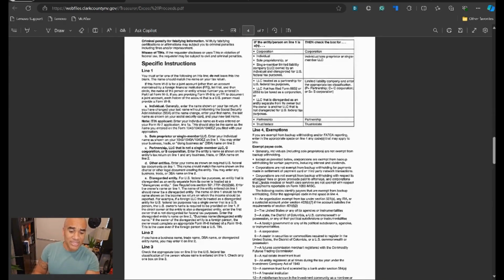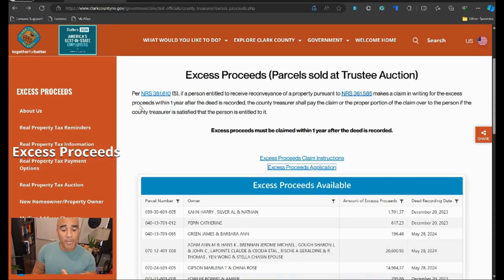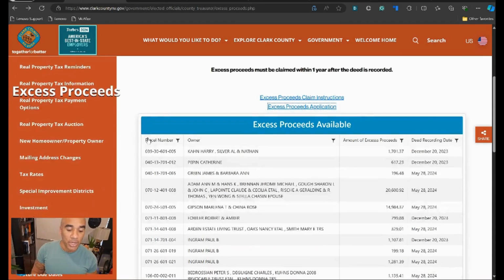So the rest of this is just instructions for the filing instructions. Now I promise you guys, I'll tell you where to find the parcel number. The parcel number is right here. So you can see I am highlighting it right there.